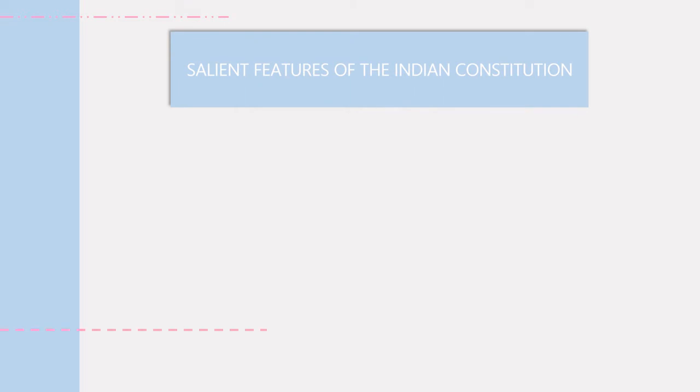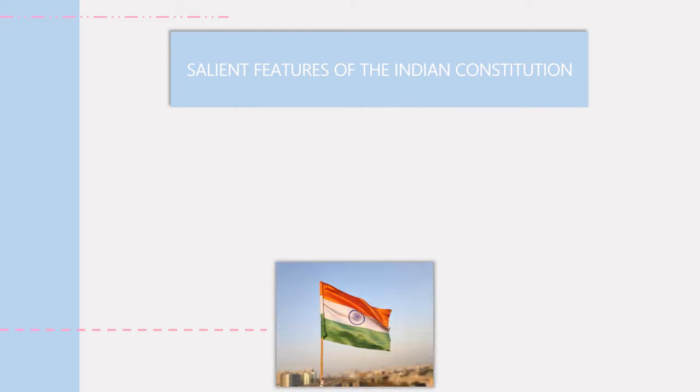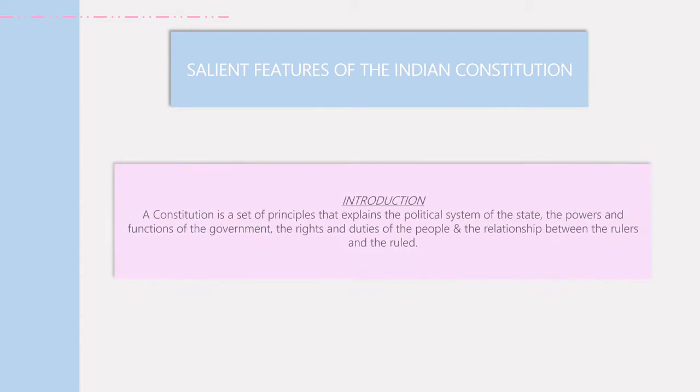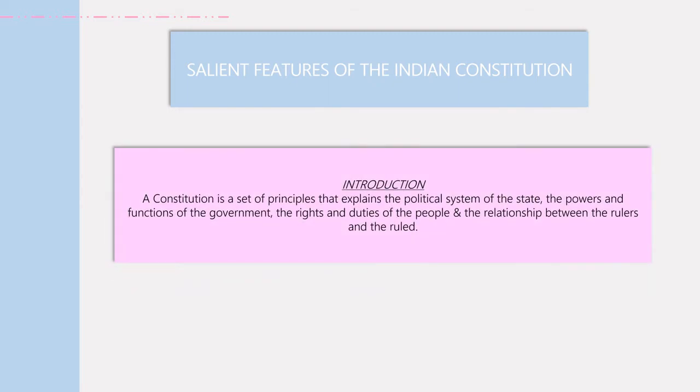Introduction. A constitution is a set of principles that explains the political system of the state, the powers and functions of the government, the rights and duties of the people, and the relationship between the rulers and the ruled. The Constitution gives expression to the national consciousness, aspirations and ideals of the people.